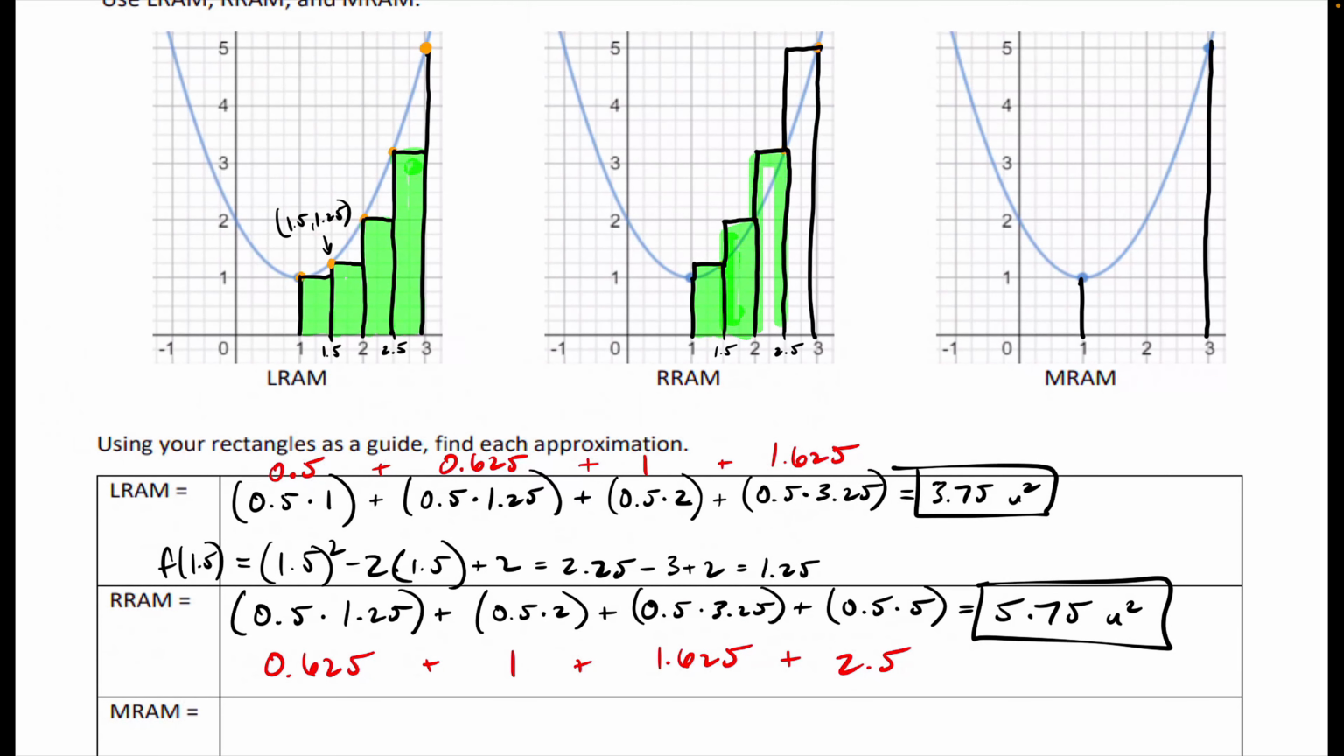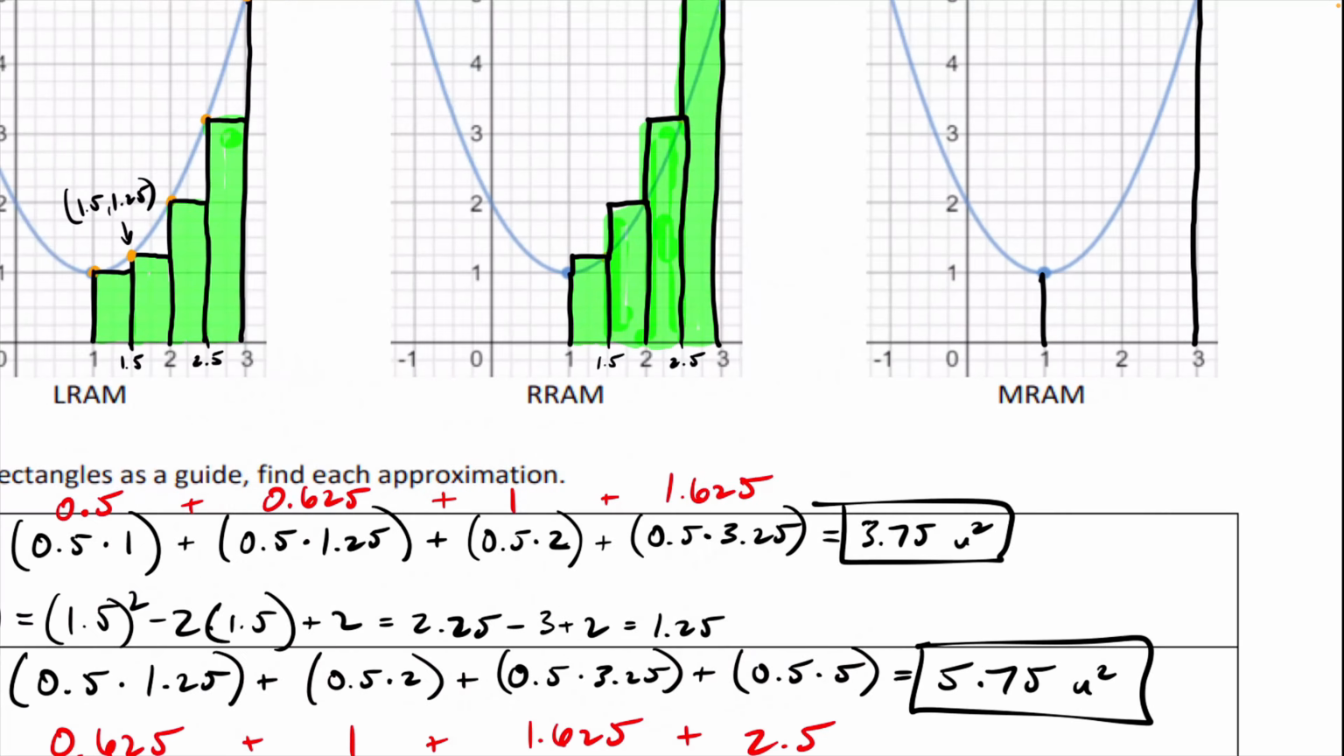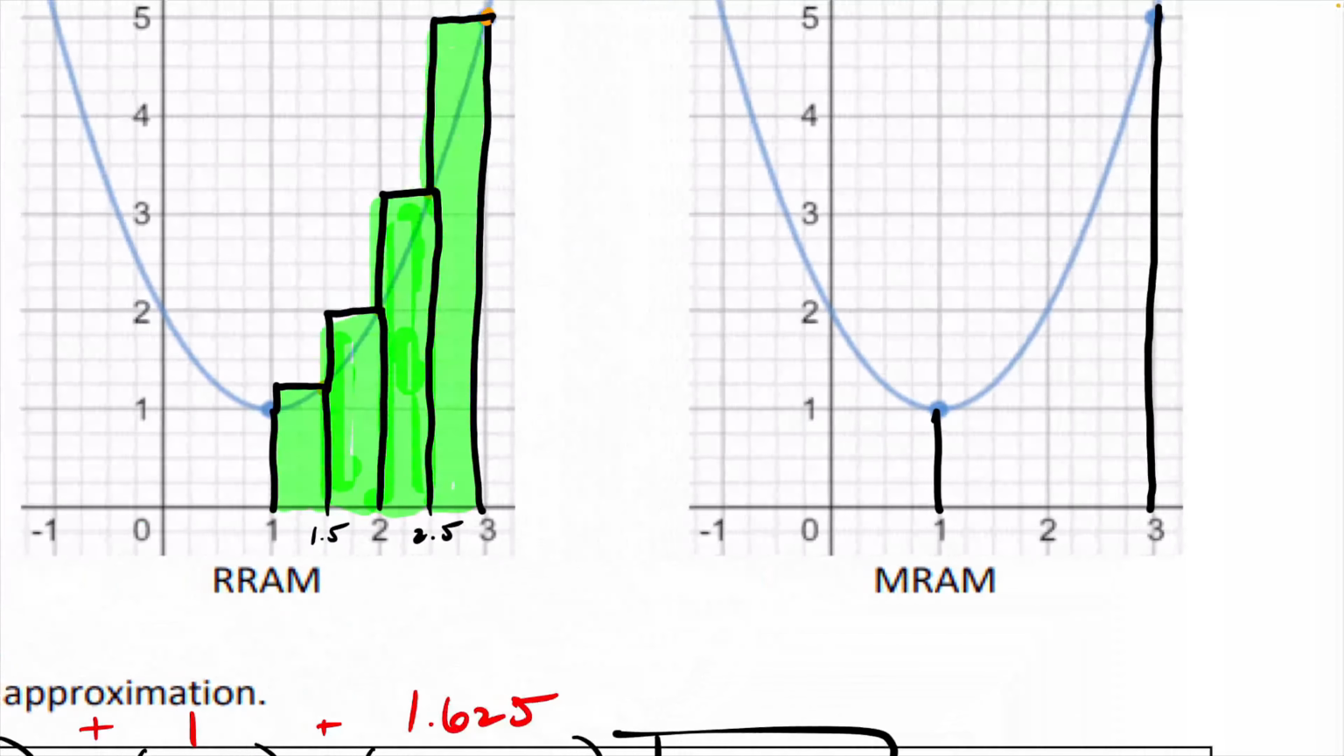All right, and then now MRAM. MRAM is the trickiest because it's not the top right, it's not the top left, it's the top middle that needs to touch. Okay, so again, we're still doing 1.5, 2.5, we still have 4, it's the middle.